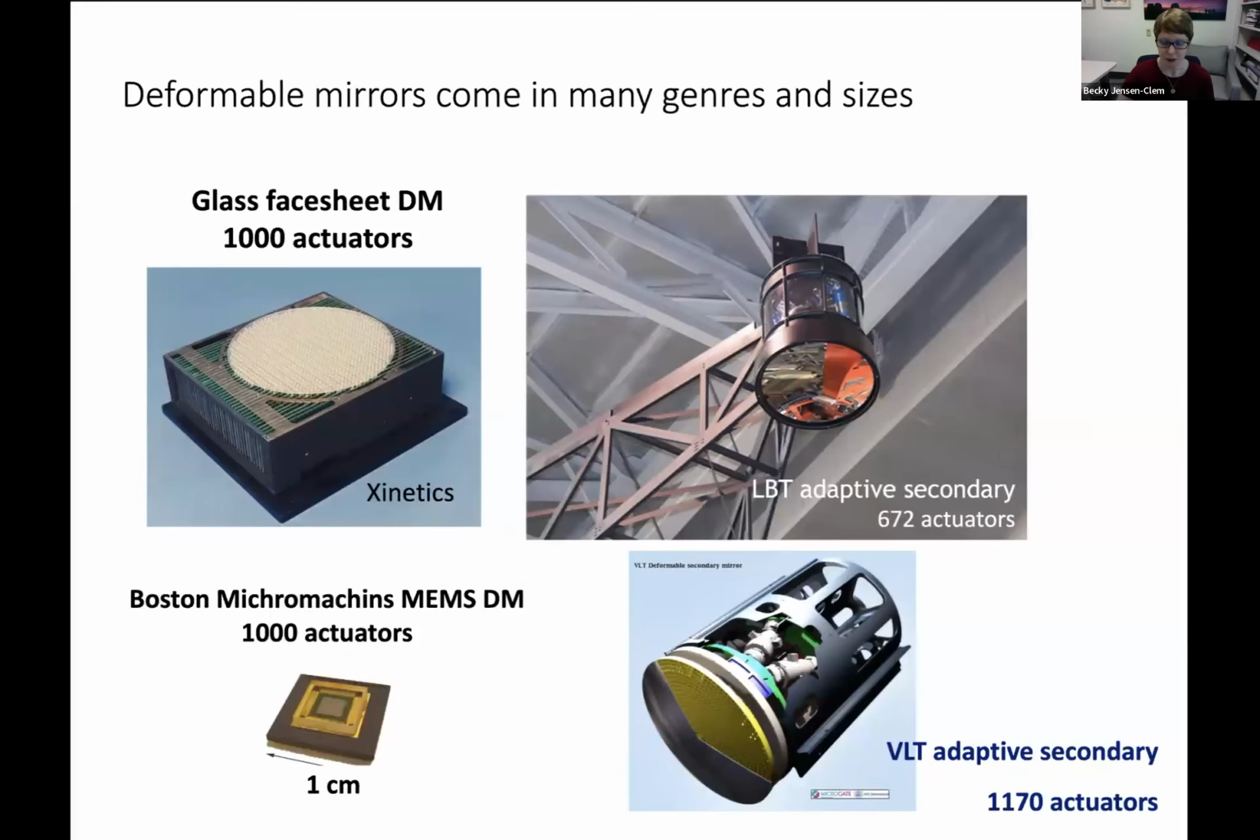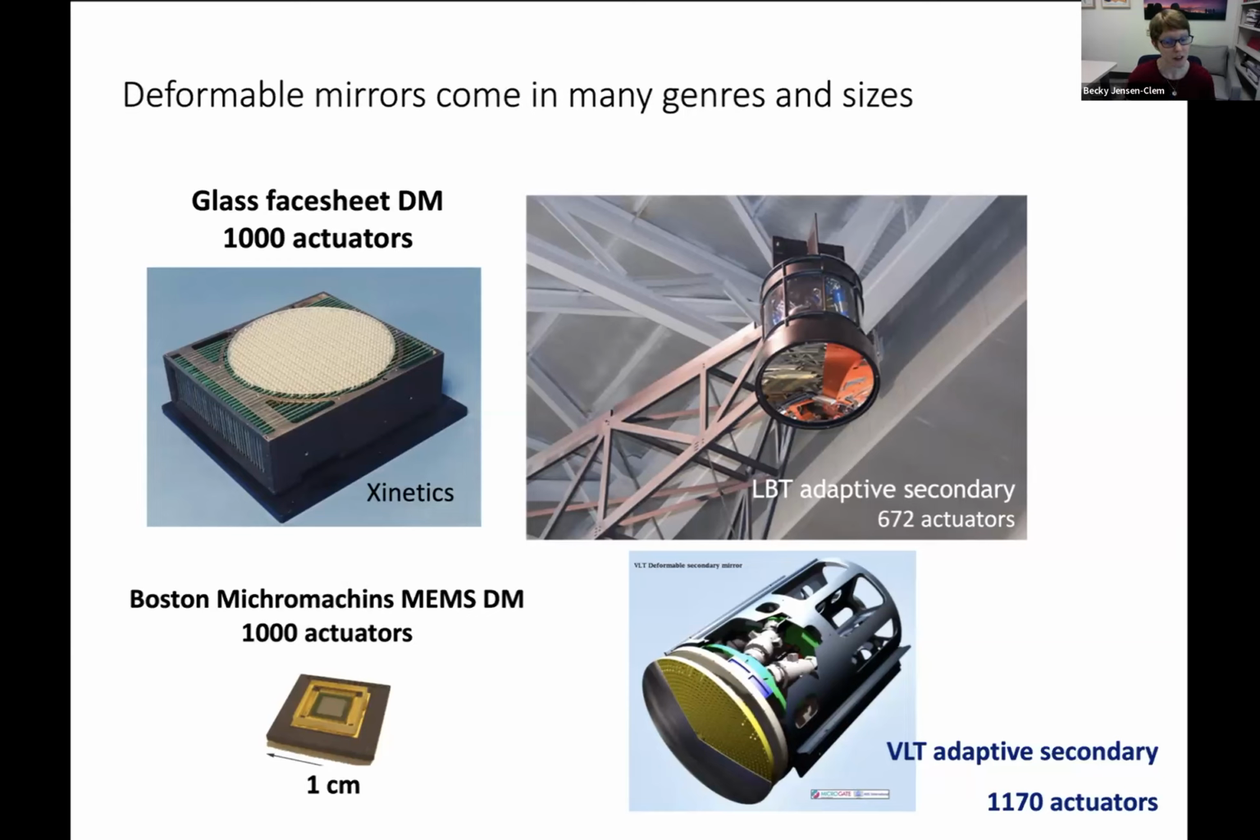So here are a few images of different DMs. You have continuous phase sheets. You have MEMS devices that are more on the scale of a centimeter. These Xinetics ones that I showed are on the scale of tens of centimeters. And then you also have adaptive secondary mirrors, where the secondary mirror of your observatory becomes the DM, and those can be on meter scales. There's a lot of interesting technology development going on in the field of adaptive secondary mirrors right now.